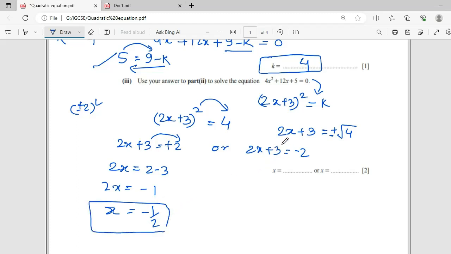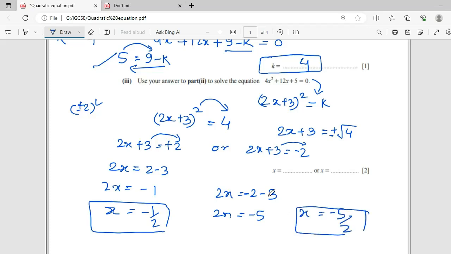Now this one, when I bring 3 to this side, it will become minus 2 minus 3. Minus and minus, like terms, we can first add and then the final sign will be minus. So x is equal to minus 5 upon 2. So we have two answers. If you want, you can write in decimal or in fraction form. So I'm going to write here minus 1 upon 2 and minus 5 upon 2. This is our answer. Since they ask us to use part 2, that's why we are using it, or we can use another way as well.